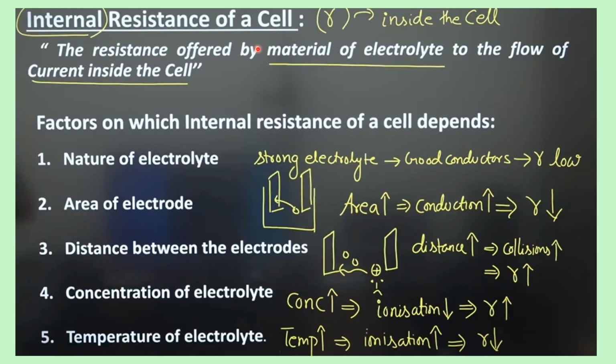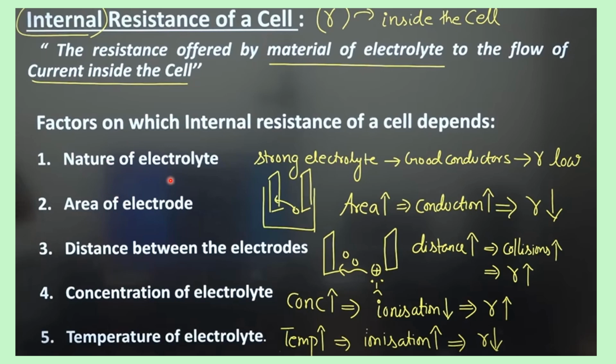Internal resistance of a cell is represented by small r. It is present inside the cell. It is the resistance offered by the material of the electrolyte to the flow of current inside the cell. Resistance is nothing but an opposing force. It will oppose the movement of ions inside the cell and it will oppose the flow of current inside the cell. Let us discuss the factors on which the internal resistance of a cell depends. Let us discuss one by one in detail.